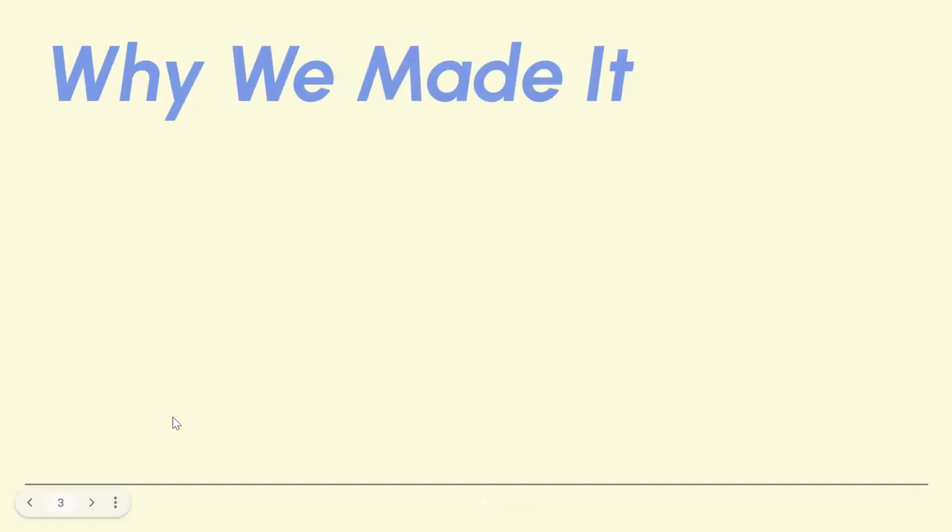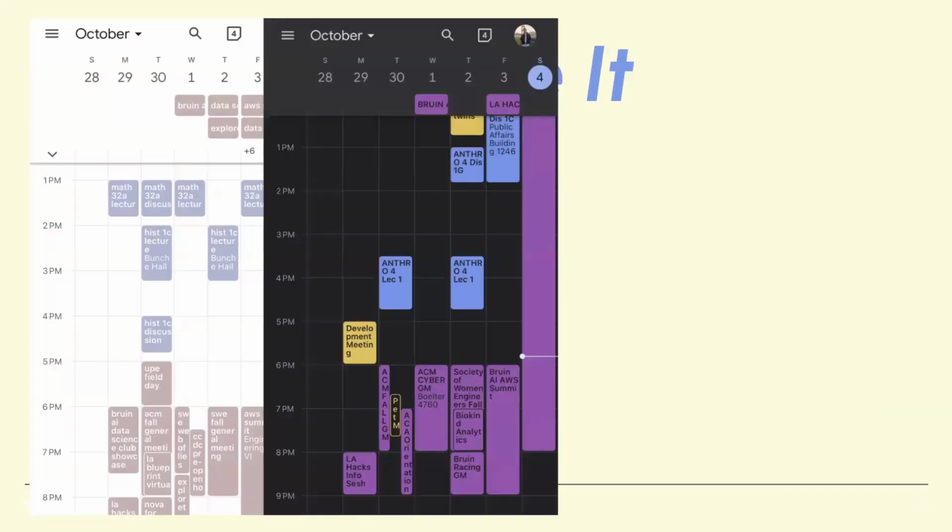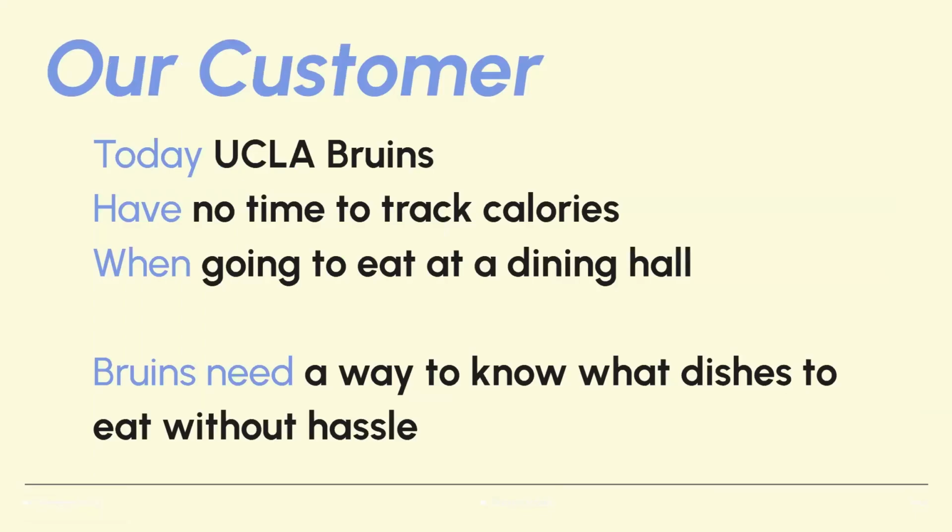Starting off with why we made our product. So whether you're a freshman like me, or even if you are not, you might find your Google Calendar looking something like this, or this, or this. And to understand our customer, we know that today, UCLA Bruins have no time to track calories when going to eat at a dining hall, and they need a way to know what dishes to eat without hassle.